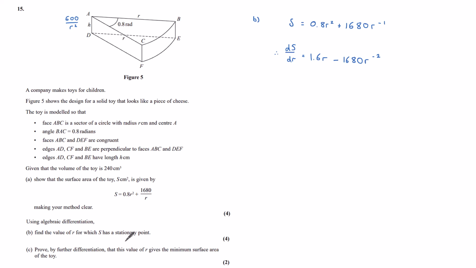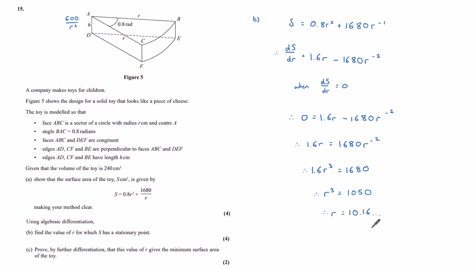Since I want the value when it is a stationary point, ds by dr will be equal to 0 when it is a stationary point. And so I can write 0 is equal to 1.6r minus 1680r to the minus 2. If we add the 1680r to the minus 2, then I can write 1.6r is equal to 1680r to the minus 2. I can now multiply both sides by r squared to give me 1.6r cubed is equal to 1680. And now if I divide by 1.6, I've got r cubed is equal to 1050. Cube rooting both sides, I get r is equal to 10.16, and so on.